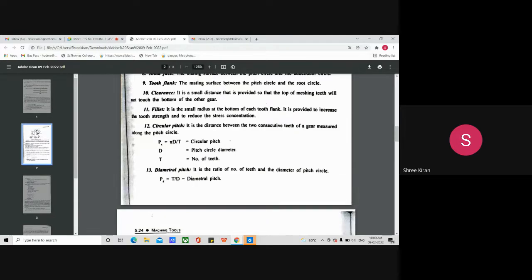Then the 13th one is the diametral pitch. It is the ratio of the number of teeth and the diameter of the pitch circle. In the case of diametral pitch, it is always the ratio of the number of teeth and the diameter of the pitch circle. So PD is equal to T by D is the diametral pitch.